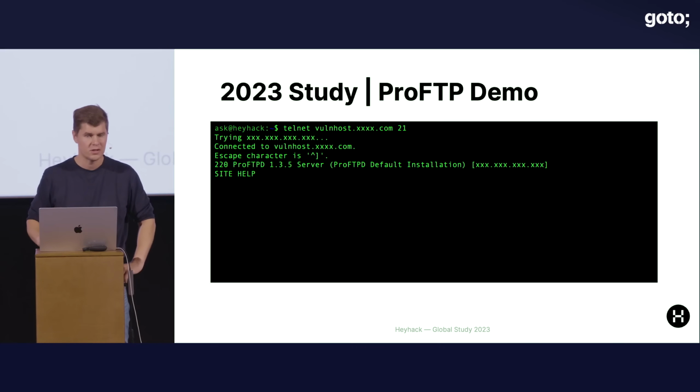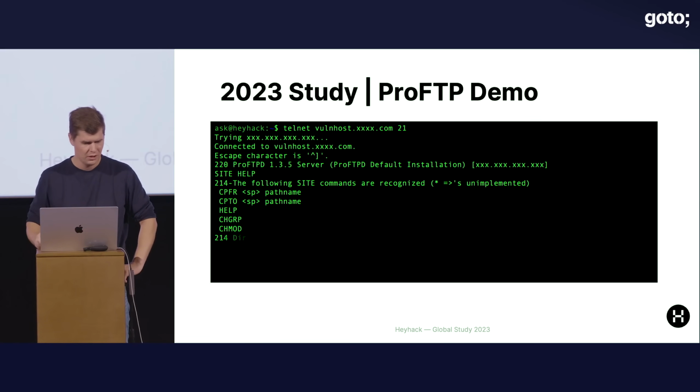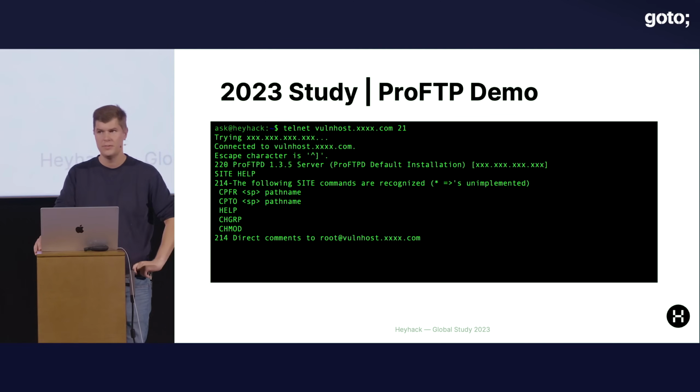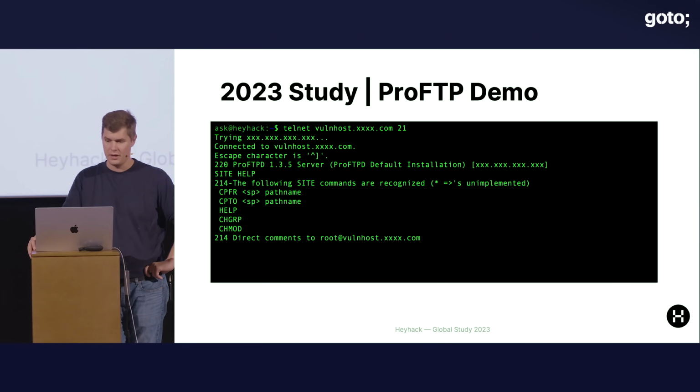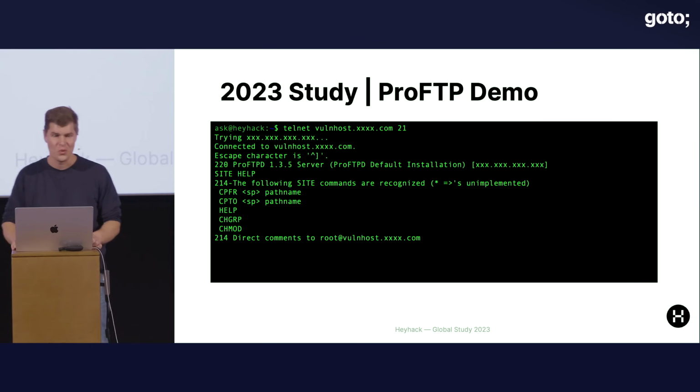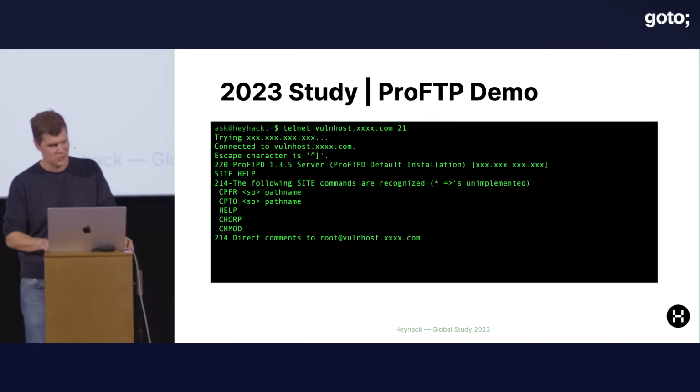And you can then type in this command called SITE HELP. You can see all of the different modules that have been installed. And what we're looking for here are CPFR, copy from, and CPTO, copy to. These two commands will only be there if the file copy module has been installed. So now we know we've got a good hook on this particular server here.